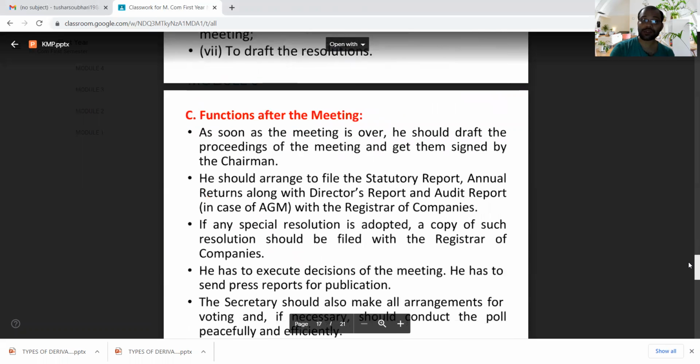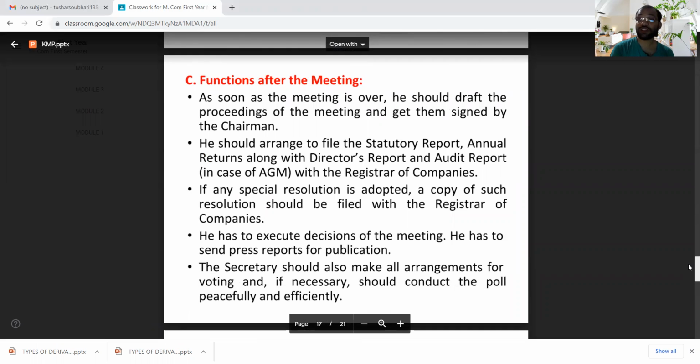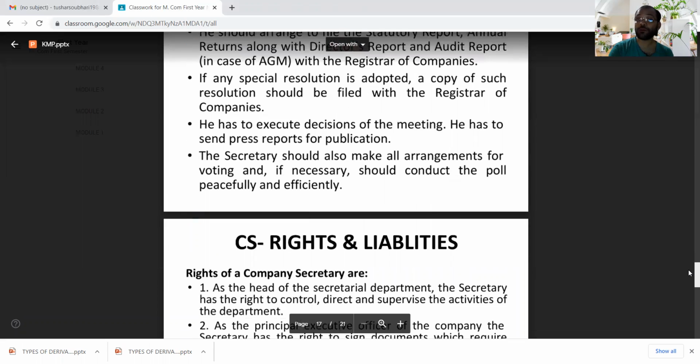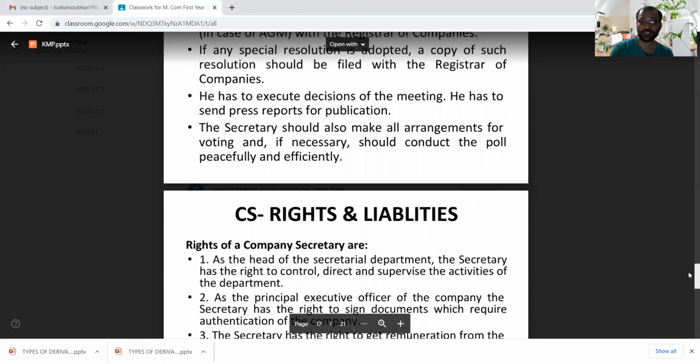Functions after the meeting: as soon as the meeting is over, he or she should draft the proceedings of the meeting and get them signed by the chairman, should arrange to file the statutory report, annual returns along with the director's report and an audit report in case of annual general meeting with the registrar of the companies. In case any special resolution is adopted, a copy of such resolution should be filed with the registrar of the company, should execute the decisions of the meeting and send the press reports for publication. The secretary should make all the arrangements for the voting, and if necessary, should conduct the poll and the voting peacefully and efficiently too.